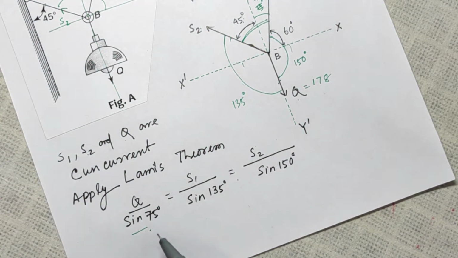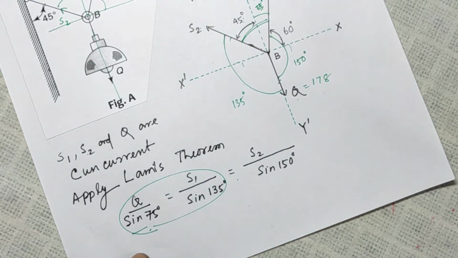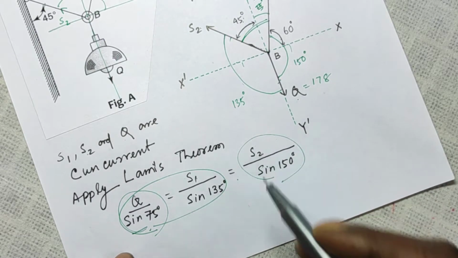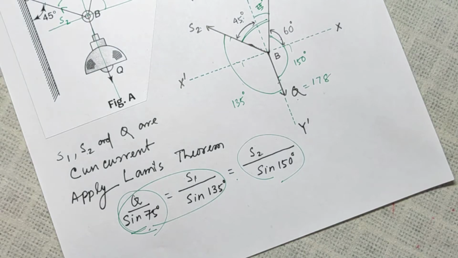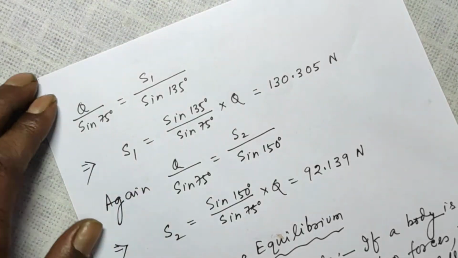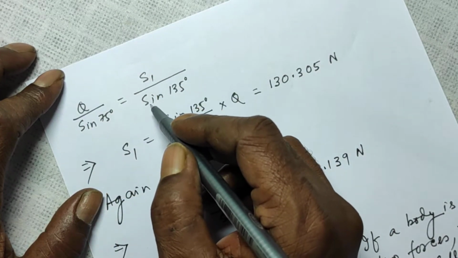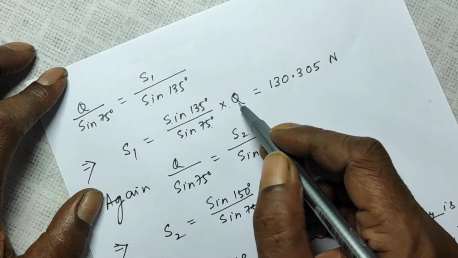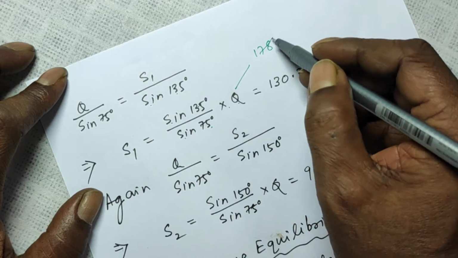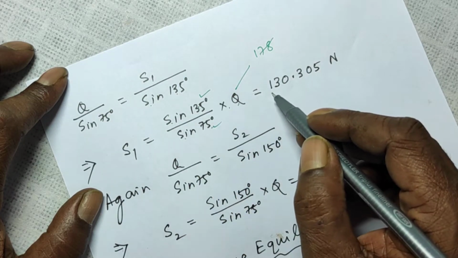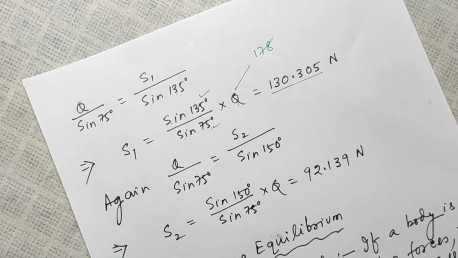Now, let us consider this one first and cross multiply to find S1. Then consider this with this, cross multiply and find S2, as simple as that. So I am considering the first one: Q over sine 75 is 1 over sine 35. Cross multiplying, S1 is sine 135 over sine 75 into Q. Q is given as 175. Use a scientific calculator, put the value of Q, it comes out to be 130.305 Newton.